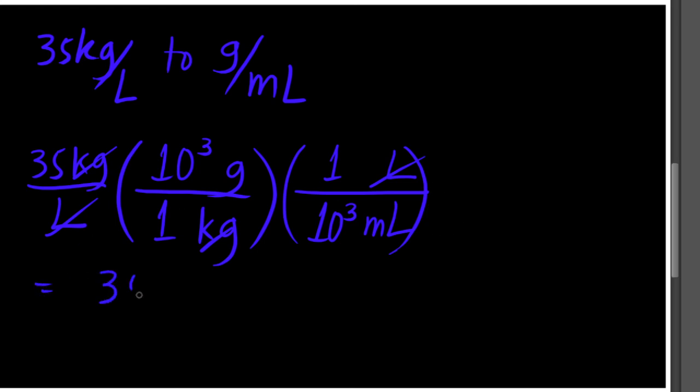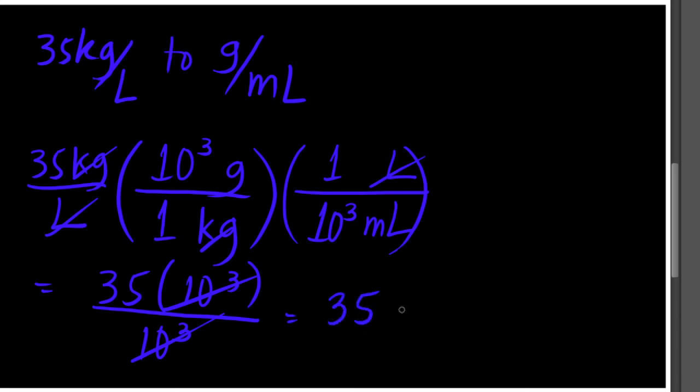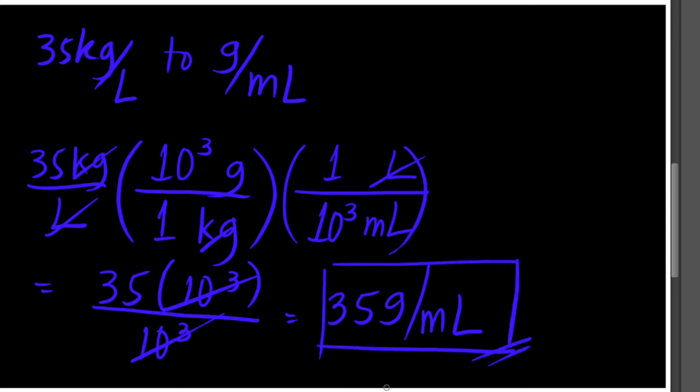Okay. So what we have now is 35 times 10 raised to 3 divided by 10 raised to 3. If you notice, that's kind of weird. Our 10 raised to 3 and 10 raised to 3 cancel out. So we are now left with 35 grams per milliliter again. Okay. Just take note, I only want two decimal places unless stated otherwise.